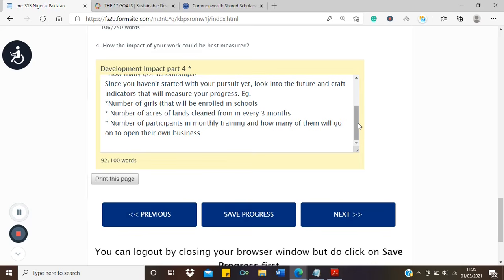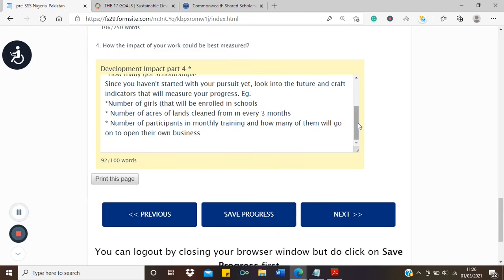My project will be measured by the number of participants in my monthly training, the number of startups I've been able to establish, or the number of startups I've been able to help, the number of collaborations I've been able to contract, things like that. So give indicators, measurable indicators, use numbers, indices. That's why I said devise some kind of measurements.